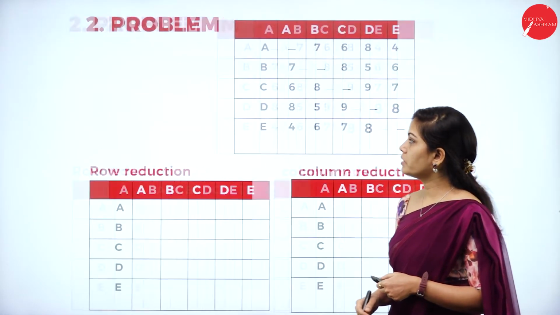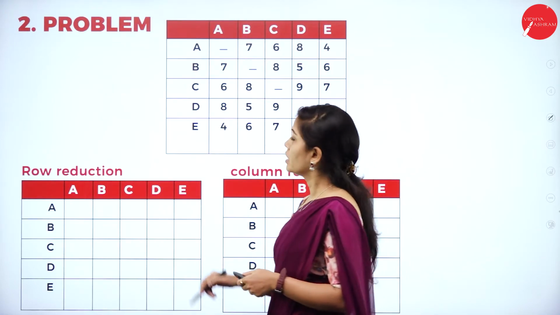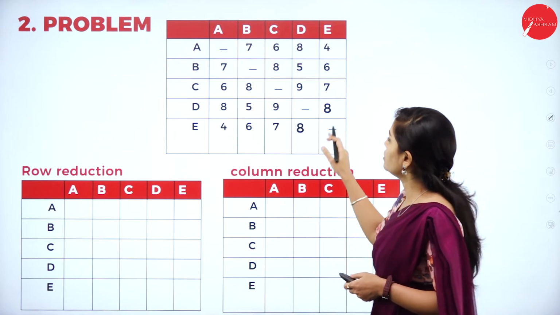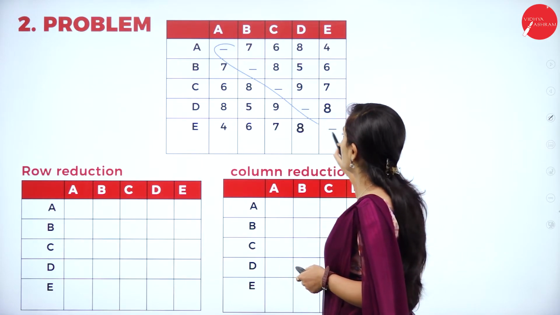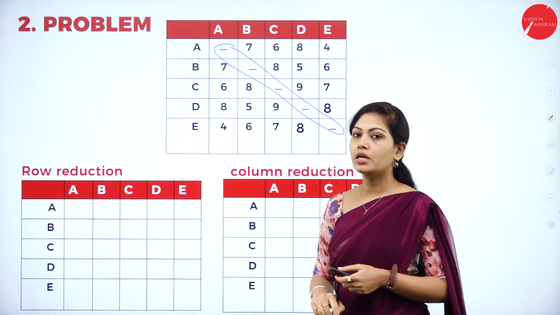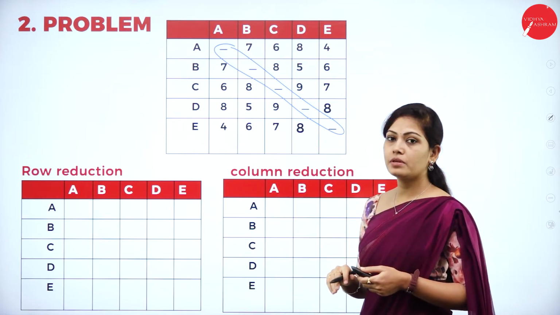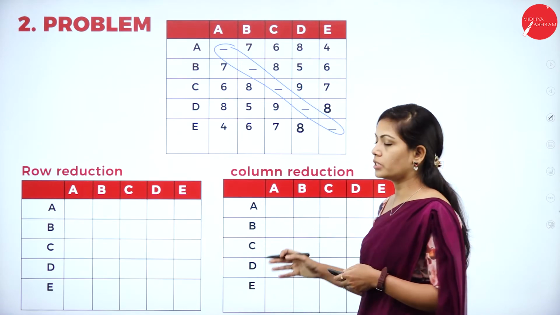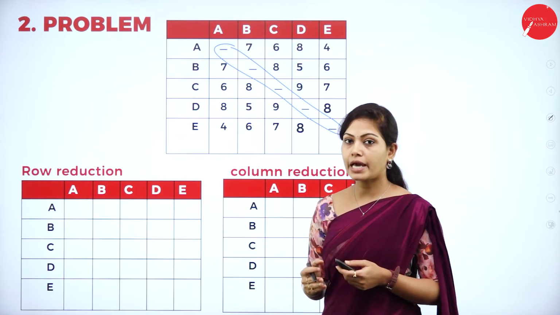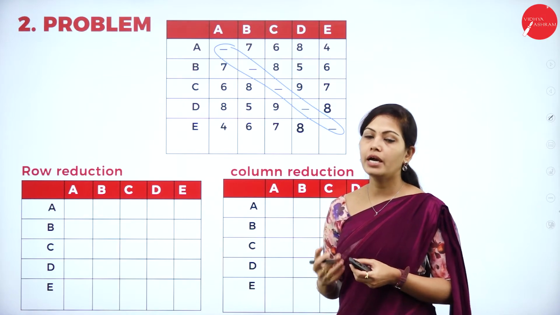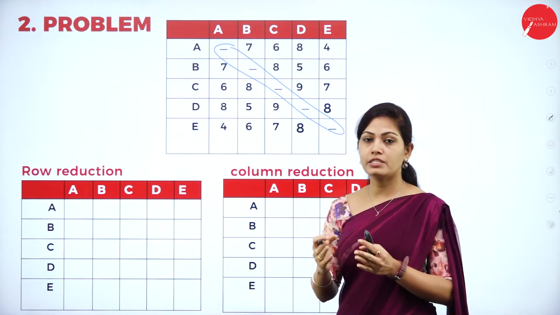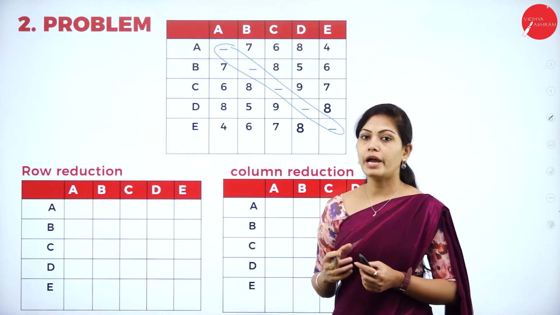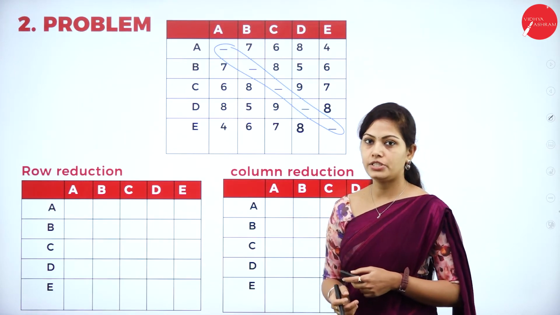So the next problem is the second one. Here you have 5 columns and 5 rows. Here all the diagonal matrix values are infinity. So what is the first step? The first step is row reduction, the second step is column reduction, and the next step is row scanning. The next step is column scanning, and next you have to find whether the traveling salesman problem conditions are satisfied or not. That means we have to find the optimal conditions.